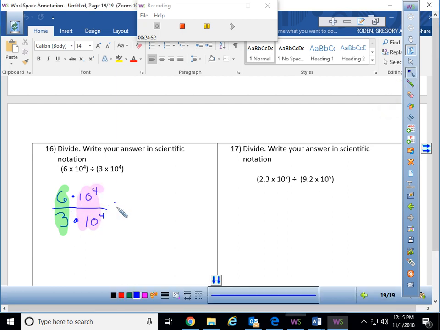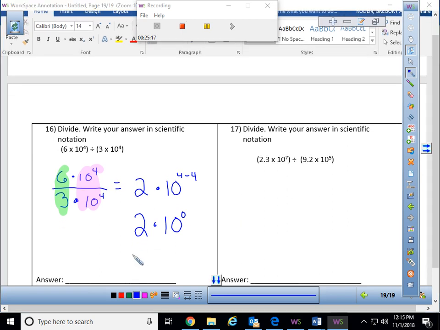So what's 6 divided by 3? Yeah, that's just 2. And when you have same base and you're dividing, you actually subtract. So this is going to be 4 minus 4. This 4 minus this 4. So this is going to be 2 times 10 to the 0. And we've learned in our class this year that anything to the 0 power is 1. So this is just 2 times 1 because 10 to the 0 is 1. And then 2 times 1 is just 2.